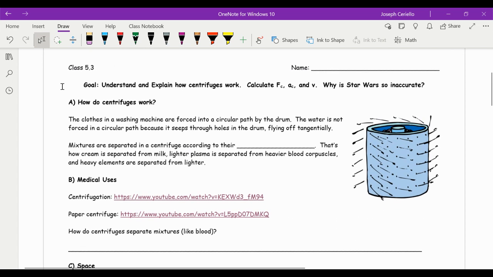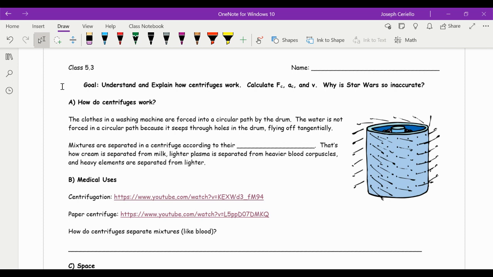So we're going to discuss a little bit what a centrifuge is. You have discussed those before in probably your biology class. We're going to do some calculations here. We're going to talk about why Star Wars can be so inaccurate in a lot of ways. We'll talk in terms of gravity in a little bit.